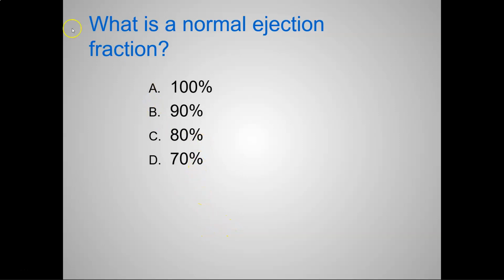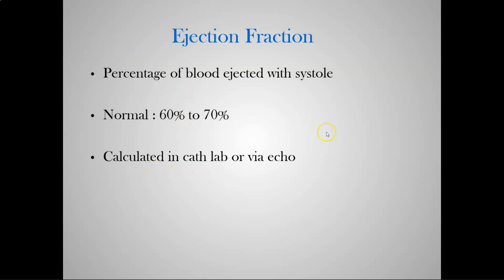All right, we talked about this. You should already know this. Normal ejection fraction, quick quiz: 70 to 80? 70. Okay, you definitely need to know that. We assess this via the cath lab. We can do it via angiogram, or we can do it via echocardiogram.